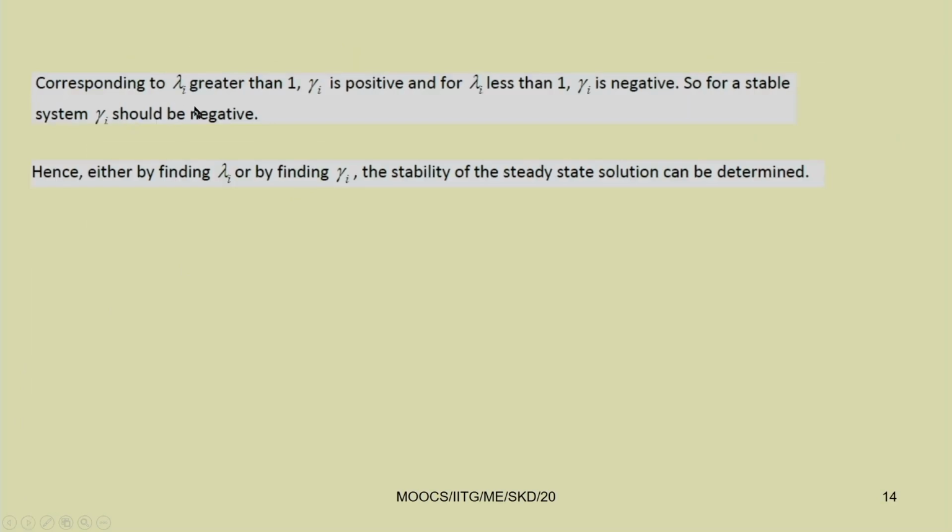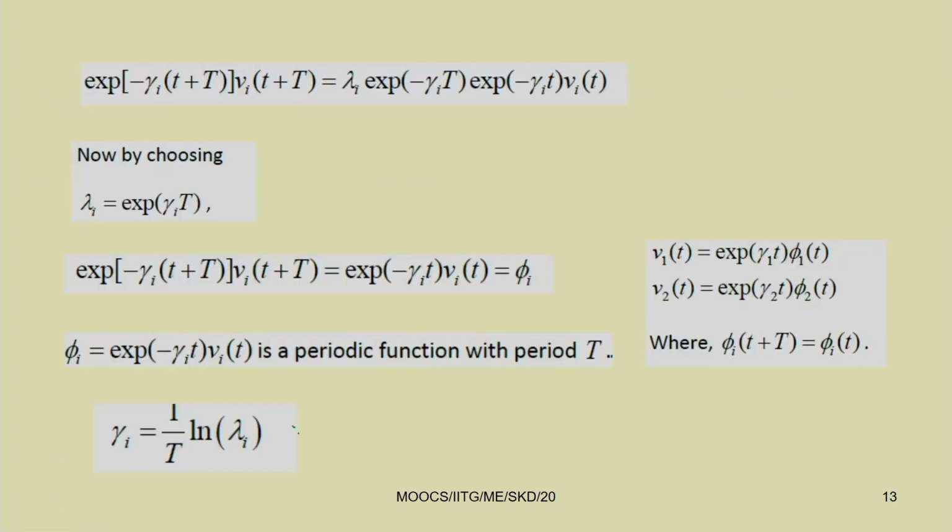If the magnitude of lambda i is greater than 1, then gamma i is positive. So either we can find the roots lambda i to study the stability, or we can find the Floquet exponent gamma i to find whether the system is stable or not. If gamma i is positive, then the system is unstable, and if gamma i is negative, then the system is stable. The relation between lambda i and gamma i is gamma i equal to 1 by T ln lambda i. So either you find gamma i or lambda i and you can find the solution.